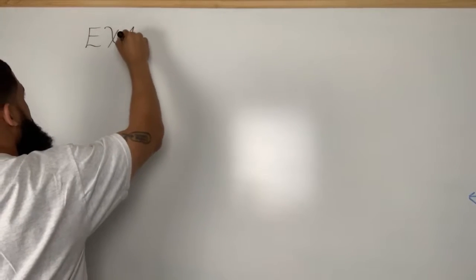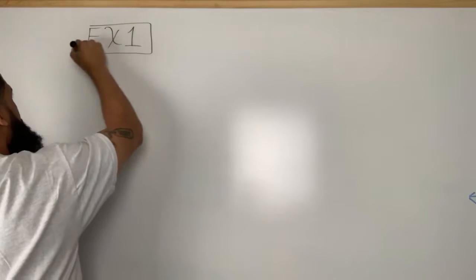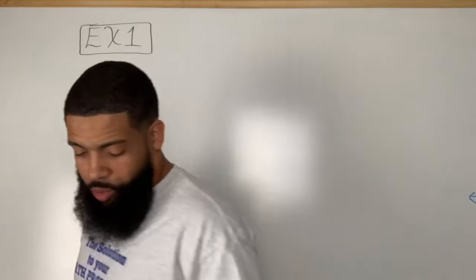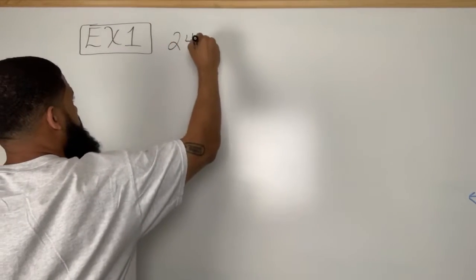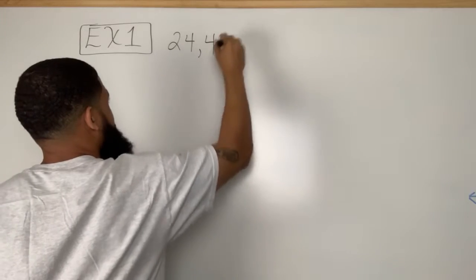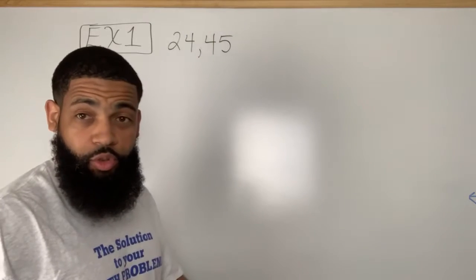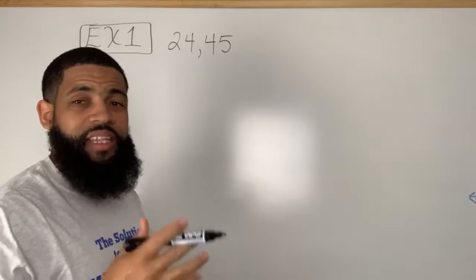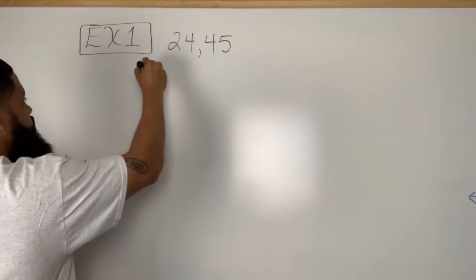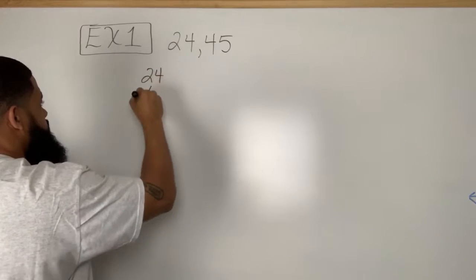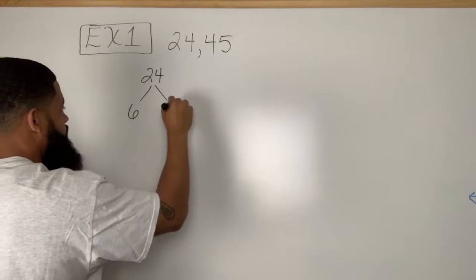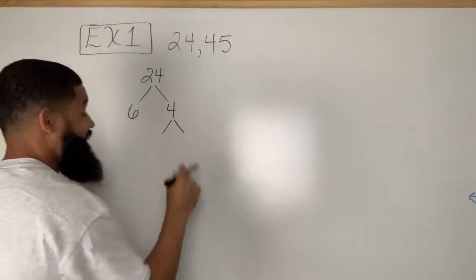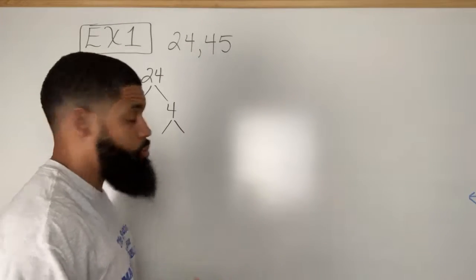Example 1, we're going to take the two numbers 24 and 45. So I have the numbers 24 and 45. Now, I'm going to write a factor tree for both of these numbers and then find the greatest common factor. So 24 looks like this. We can start out with 6 times 4. Remember, it does not matter which two factors you start out with.